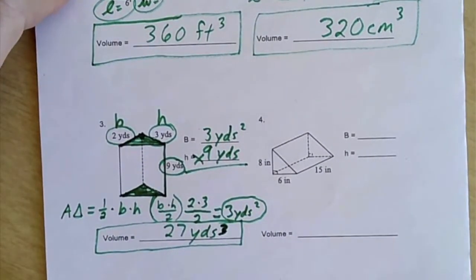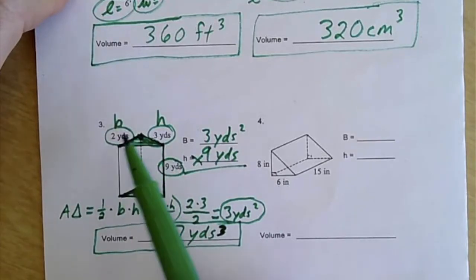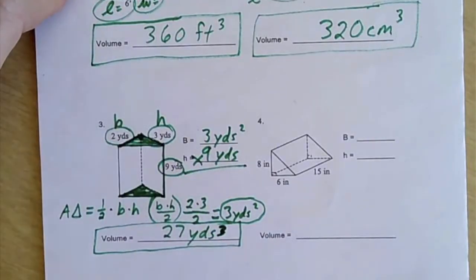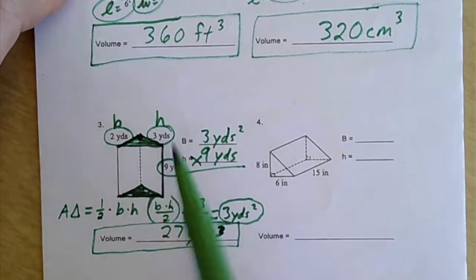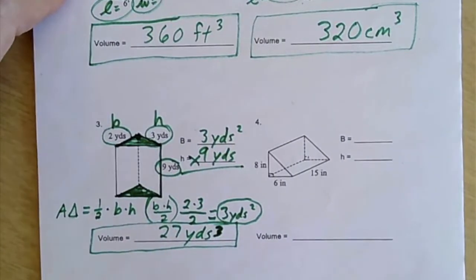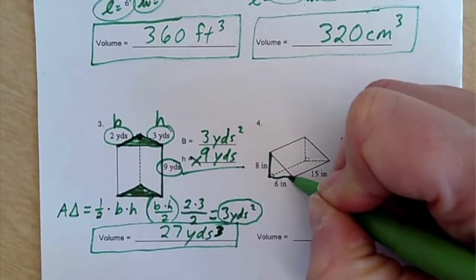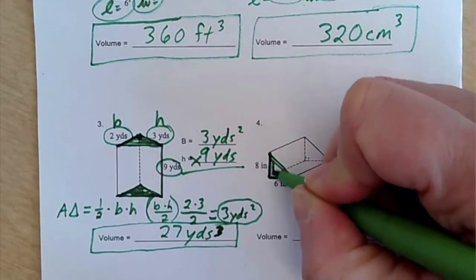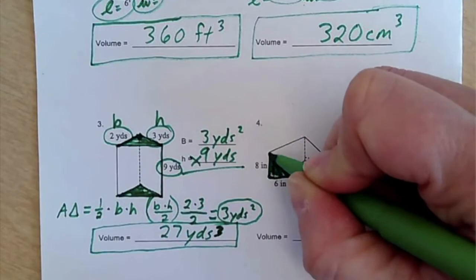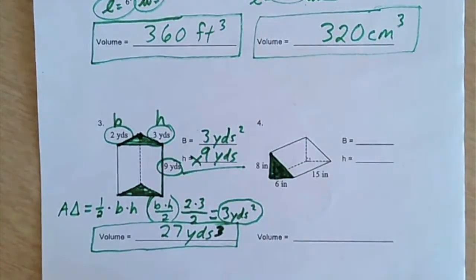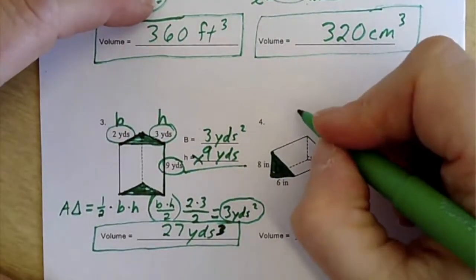So on that one, it was important since it was a triangle base. You can't just take base times height. To get the area of the base, you got to do base times height and then divide by 2. This is also a triangle base. So instead of 8 and 6, which are my base and height, they make a right angle here. So instead of 8 times 6, I got to do 8 times 6 and divide it by 2 because I have a triangle base.